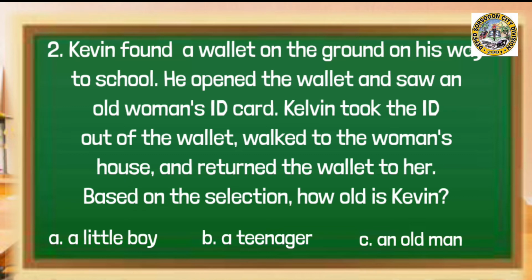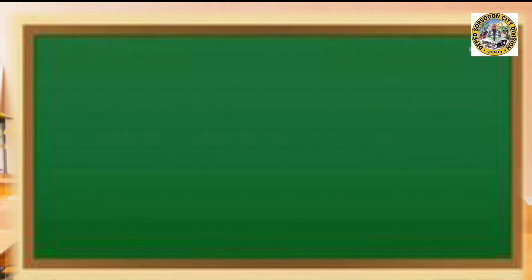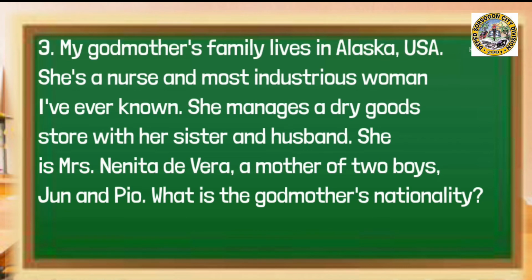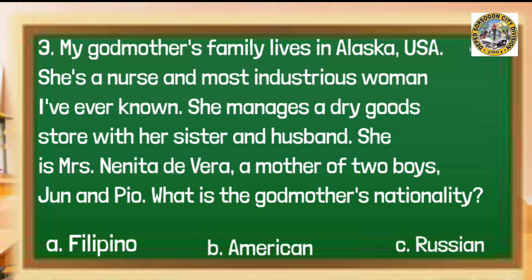Well done, kids. Let's check. Number 2, B. Number 3. My godmother's family lives in Alaska, USA. She's a nurse and the most industrious woman I've ever known. She manages a dry goods store with her sister and her husband. She is Mrs. Nanita Rivera, a mother of 2 boys, June and Pio. What is the godmother's nationality? Letter A, Filipino. Letter B, American. Letter C, Russian.